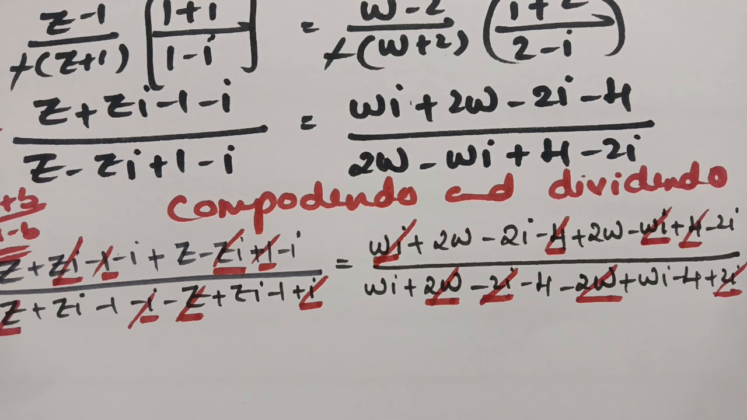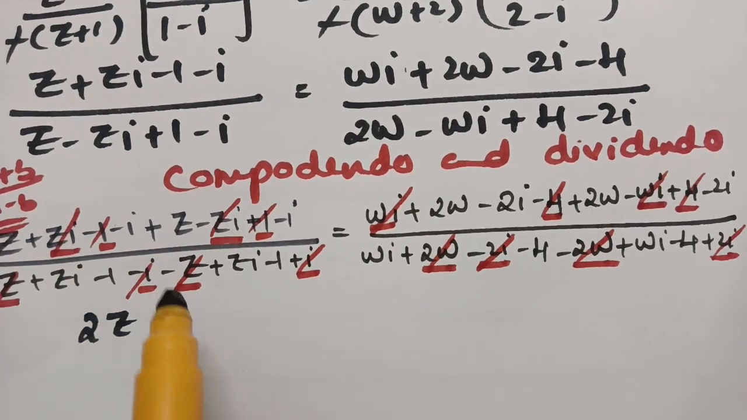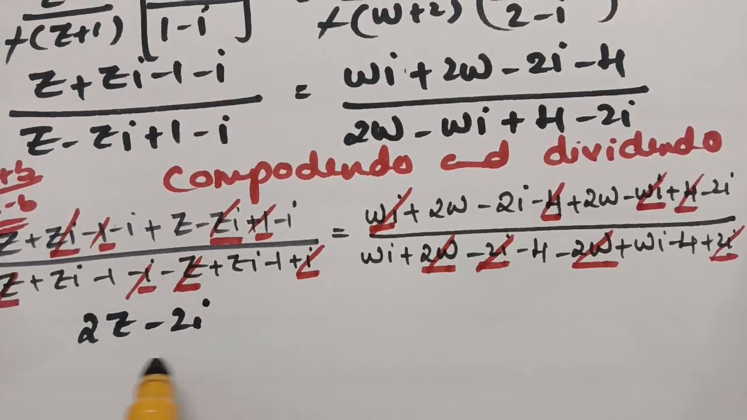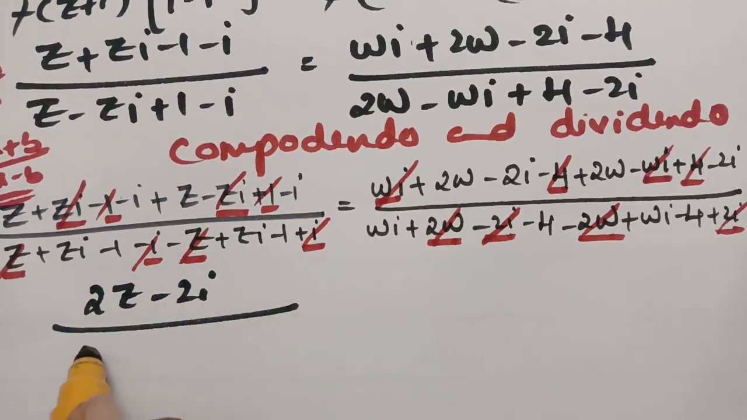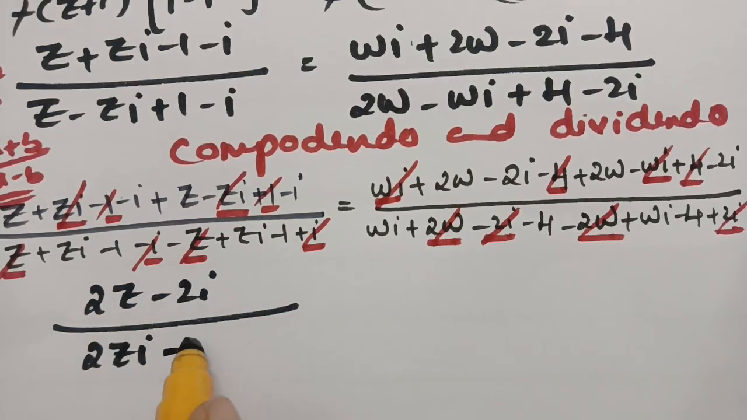So here the remaining values are, so this will be 2z. So this value is 2z and this is minus 2i. Clear? And here if you see, this is 2zi, and this value is minus 2.